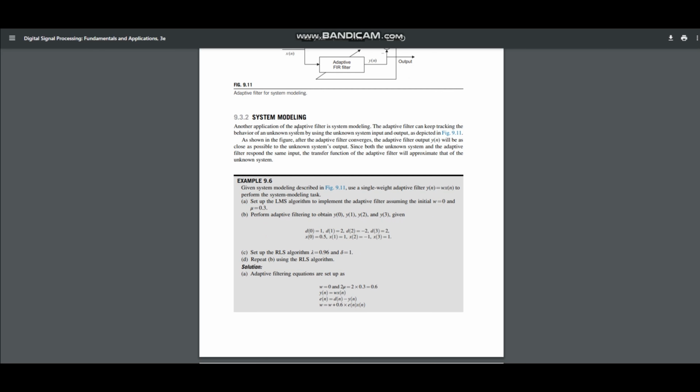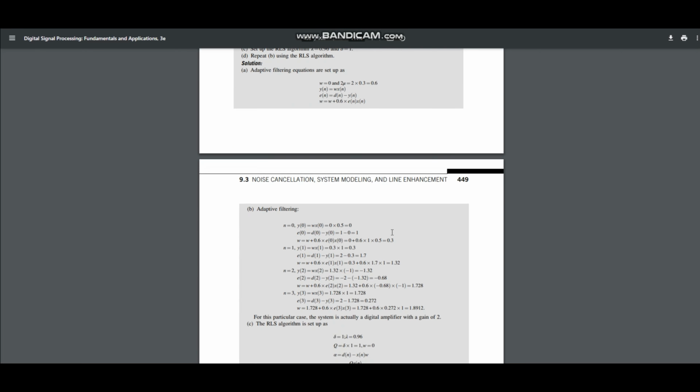Then we move forward to system modeling, which is the second application of adaptive filters. System modeling is simply to estimate the characteristics or the parameters of an unknown system or process in real time, and its working principle is that adaptive filters iteratively adjust their parameters to minimize the error between the system output and the adaptive filter's output, effectively modeling the system. And its further applications will be channel equalization, system identification, and echo cancellation, which we talked about in the presentation.